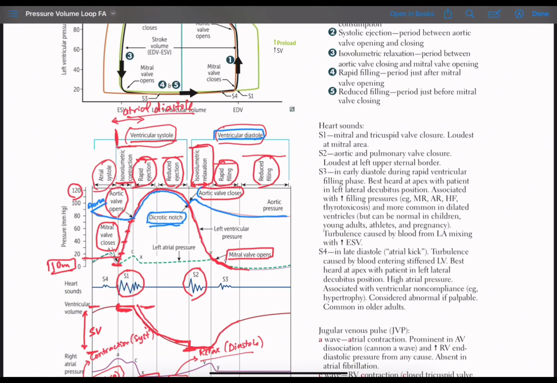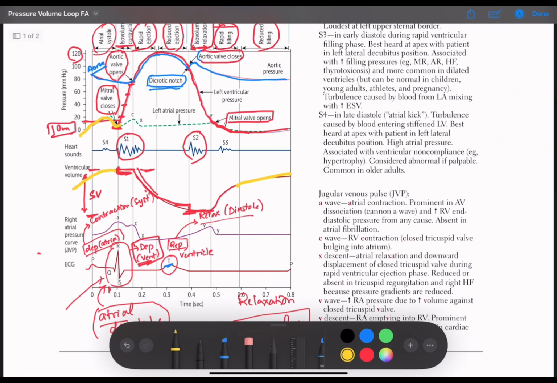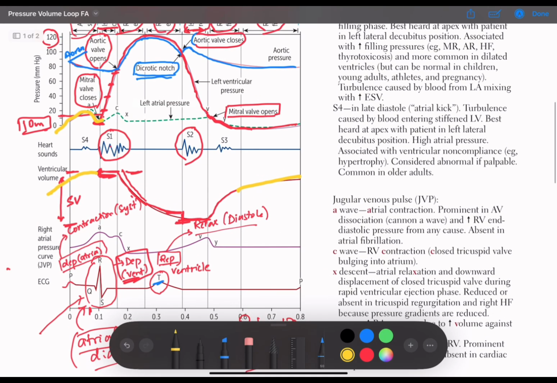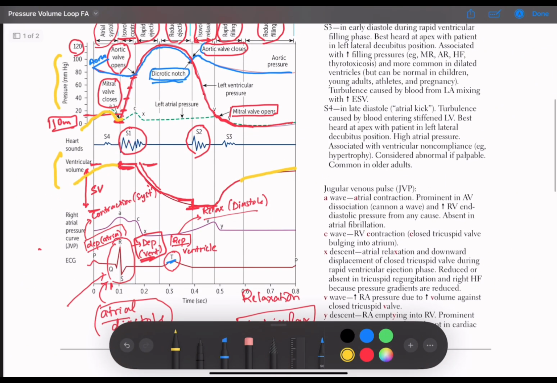After rapid filling, we have reduced filling, during which the remaining blood is pumped. So we have an increase within the volume. After that, we have atrial systole, during which the atria contracts and pours the remaining blood within the left atrium into the left ventricle. And again, we have these pressure changes. So this was all about the pressure and volume changes within the Wiggers diagram, different pressure changes as well as volumetric changes. And the cycle goes on.